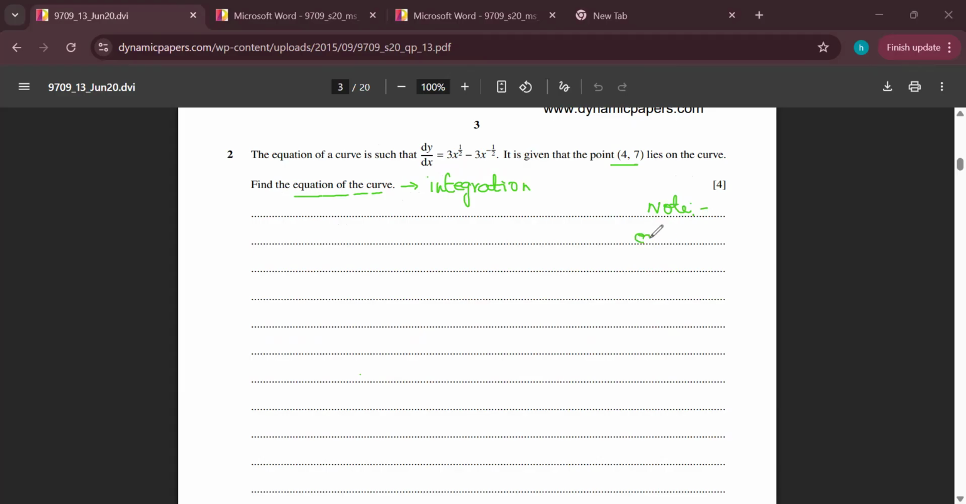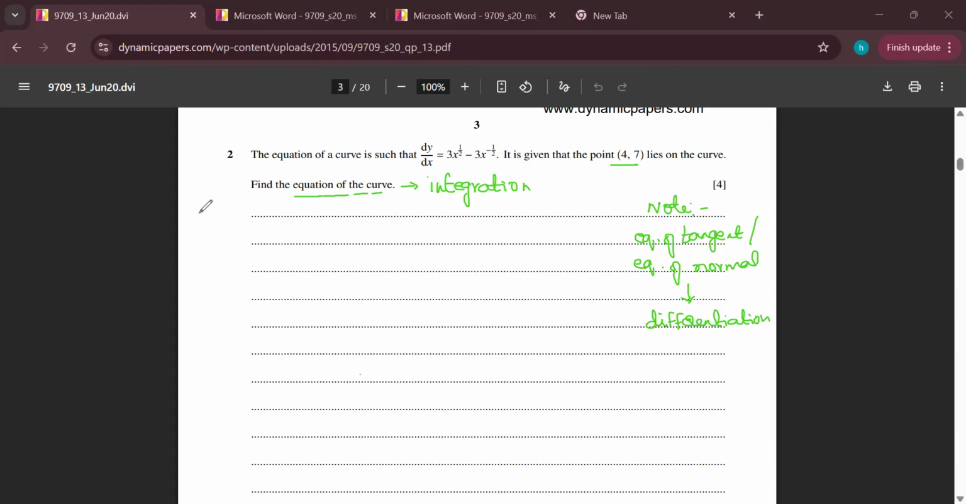If they say equation of tangent or equation of normal, then what should come in your mind? Differentiation. Okay, these are the applications. So equation of curve is always integration. Now we'll start our question.